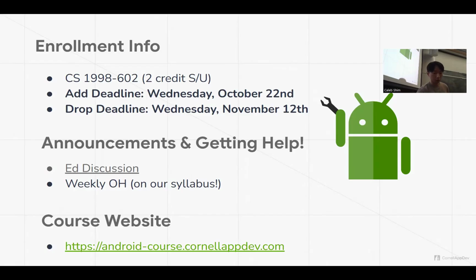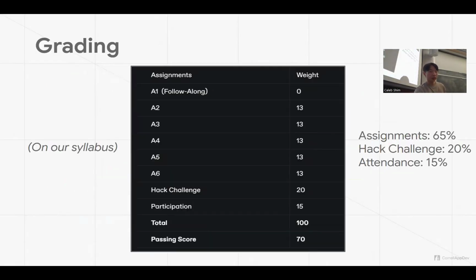I just showed the course website. For grading, it's essentially a set of assignments, then the hack challenge, and then participation. Assignments are pretty much what you expect. We give you some Android Studio projects, and you have to create some features or fix some bugs and stuff like that. That's going to be 65%. The hack challenge is where you get to collaborate with other students who are taking Intro to iOS or DPD and come up with an actual app from 0 to 1.